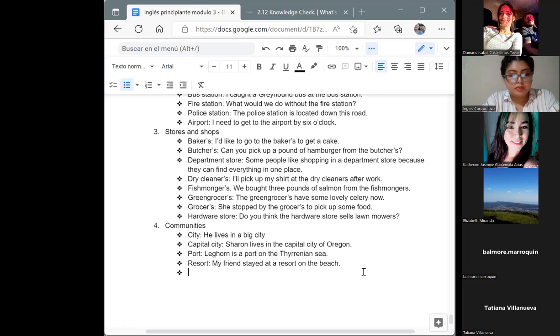Then we have town. Es una ciudad, town. No es una ciudad como city, es como small cities, es como un pueblo, es más pequeño que city. City es mucho más grande. So en este caso es como un pueblo. I live in a small town near the border. And then we have a village, que es una villa, mucho más pequeña todavía. Village. There are many charming villages in France.